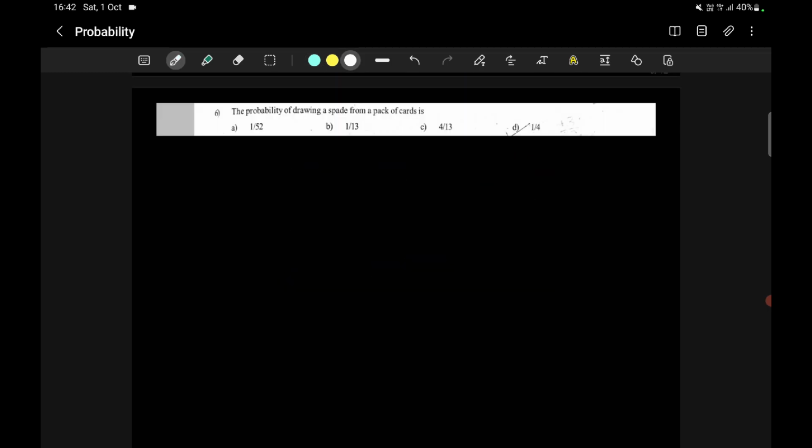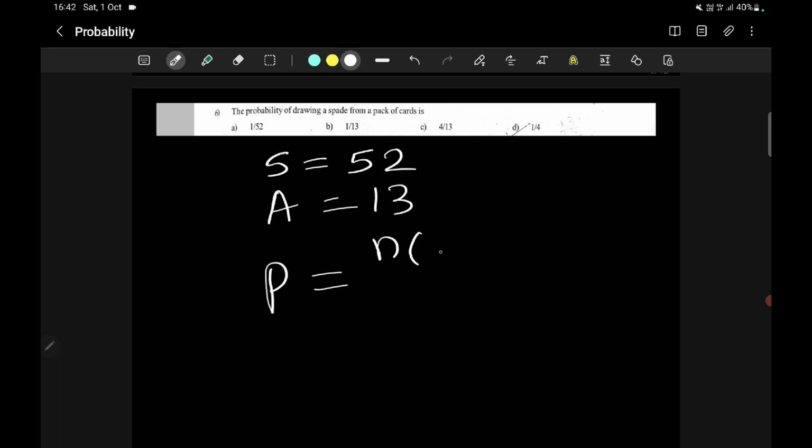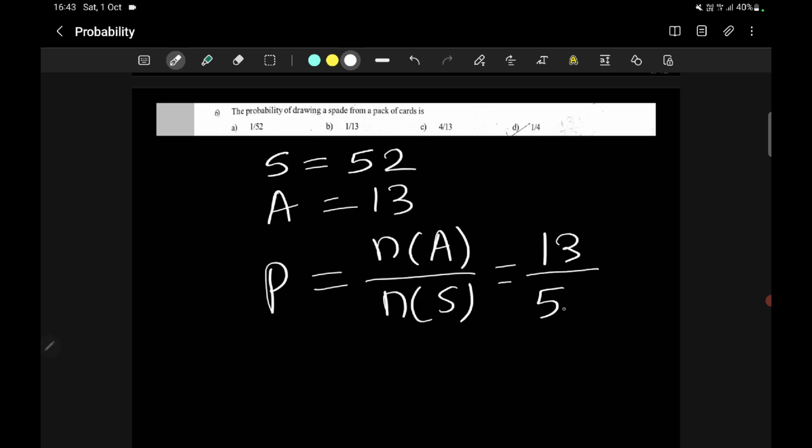Let's move on to the next question. The probability of drawing a spade from a pack of cards is. There will be a total of 13 spade cards in a pack of 52 cards. So the total will be 52 and spades will be 13. Therefore, probability will be number of events divided by number of sample space, that is 13 divided by 52. This will be 1 divided by 4, which is the answer.